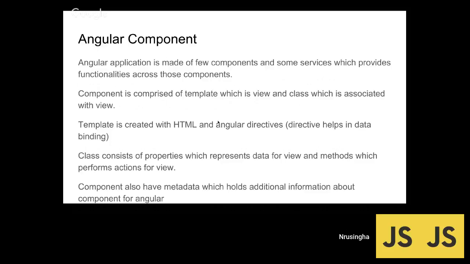So a template is generally HTML plus Angular directives. Templates are comprised of HTML and Angular directives. A directive helps in data binding. We'll see some directives in the coming slides. And the class consists of properties which represent our model or the data for the view, and methods which do some action. And a component, apart from this, will also have some metadata which holds additional information for Angular, information which helps Angular understand it's a component.